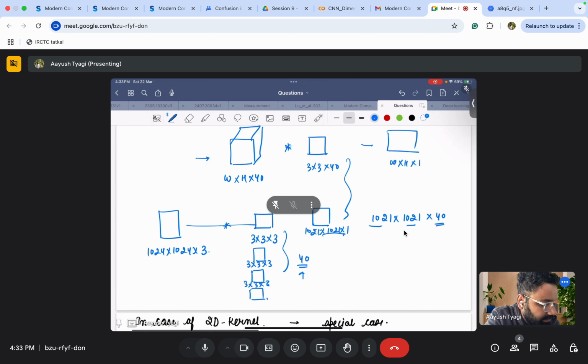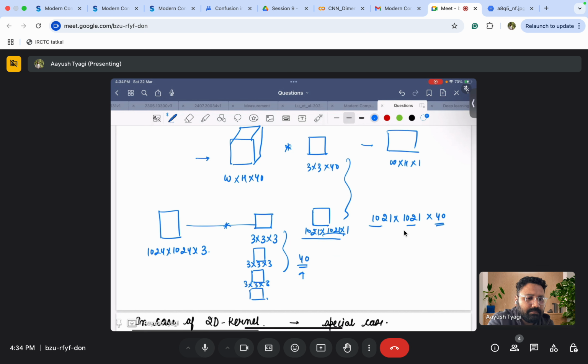Okay, so you have a 3 cross 3 kernel, right? That's what they're asking in the question, right? You have a 3 cross 3 channel. What it essentially means is they are convolving with 3 cross 3 cross 3, and you have 40 such kernels, right? So for one operation, you're convolving with 40 such kernels, and each convolution operation will give you some width and height, and the number of channels will be one in that case, and you're doing it 40 times. So now it's clear, right?